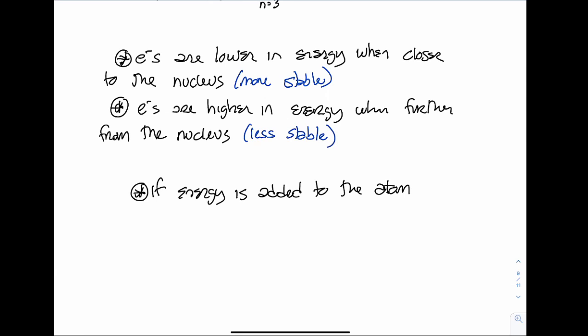So when energy is added to the atom, they're gaining energy, right? Energy is not just disappearing. We're not just giving it to the atom. The atom's not going to do anything with it, right? The atom needs to do something with that energy. So if energy is added to the atom, electrons gain energy. And if they're higher in energy, where do they go, right? They go further from the nucleus. So if energy is added to the atom, electrons will absorb that energy. Let's actually put that word in there.